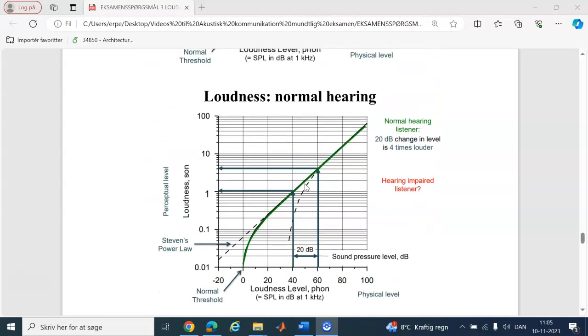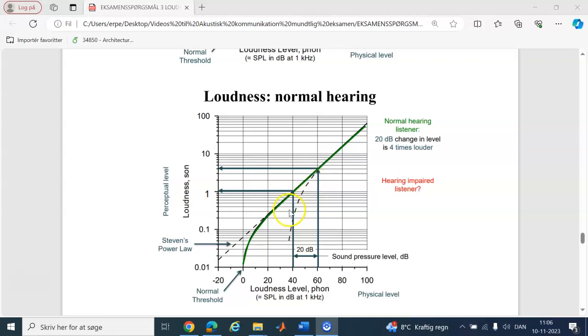Loudness for normal hearing listeners: a 10 dB change in level is 2 times louder, 20 dB is 4 times louder, 30 dB is 8 times louder, and so on. How about hearing impaired listeners like me?